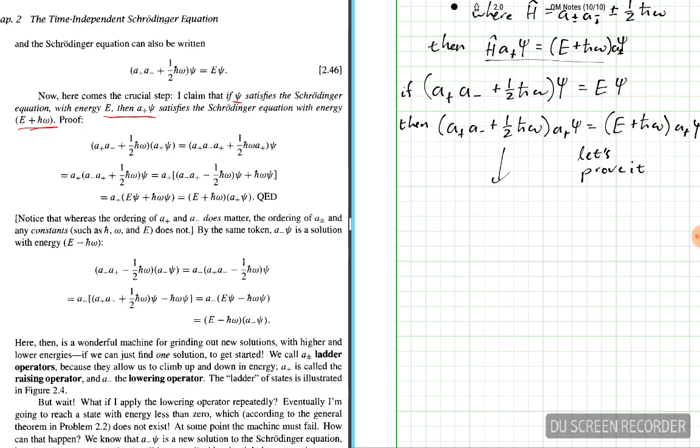So first we're just going to look at the left-hand side of the solution the whole way down. I'm going to go ahead and distribute this A plus operator. So I have A plus A minus A plus plus 1/2 h bar omega A plus acting on psi. Now A plus does not affect h bar or omega. H bar is a constant and omega doesn't depend on x.